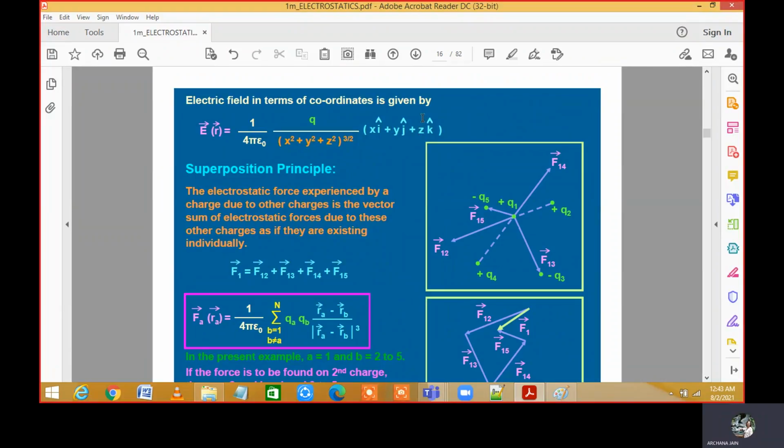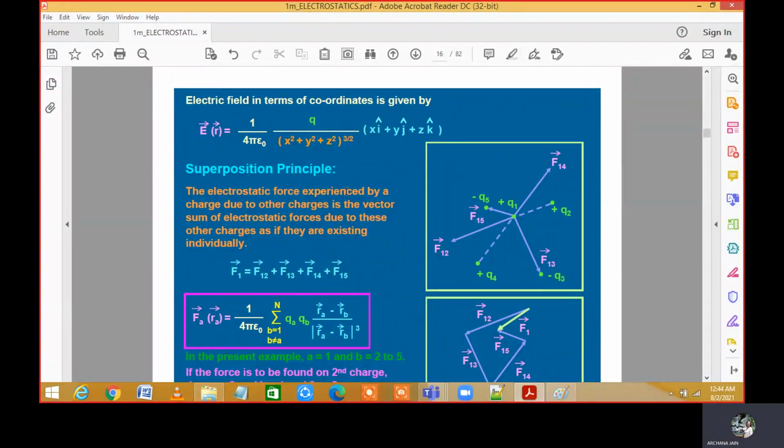If we write the electric field E in the form of coordinates, the value of R is x i cap plus y j cap plus z k cap because R is the position vector and the value of the position vector is this. In the denominator, there is R cube. There we have to substitute the value of modulus R, meaning magnitude of R, which is x square plus y square plus z square to the power 1 by 2. Because we have to take the cube, that's why the power comes out 3 by 2.